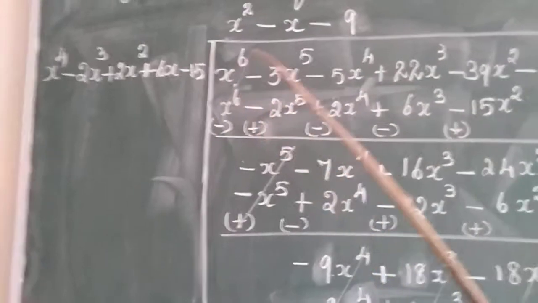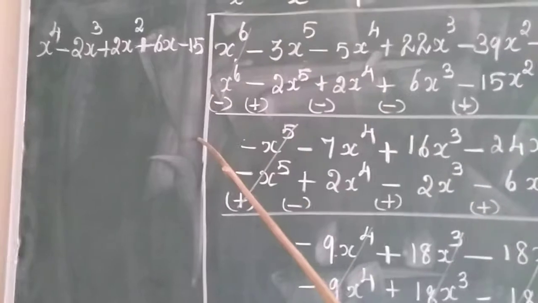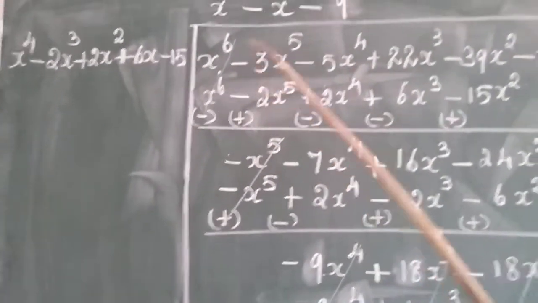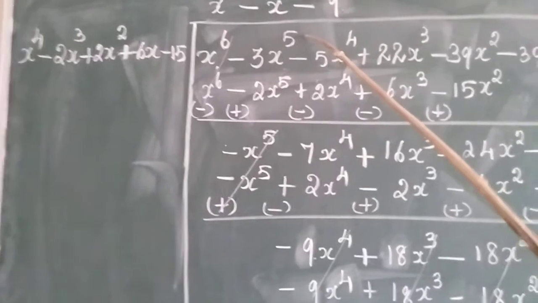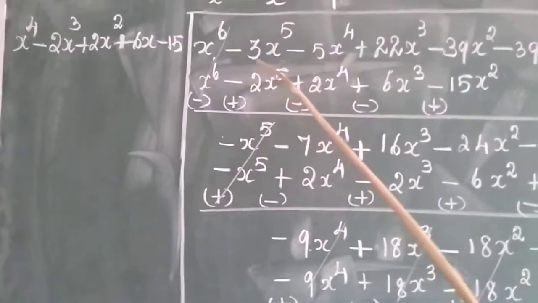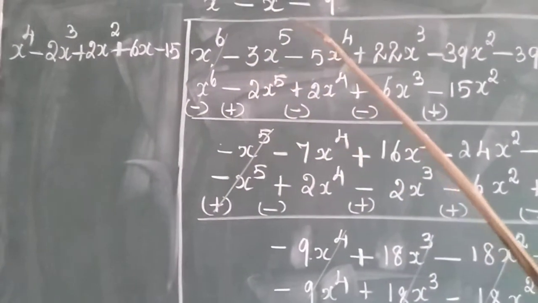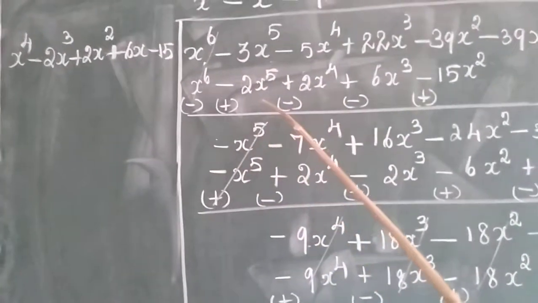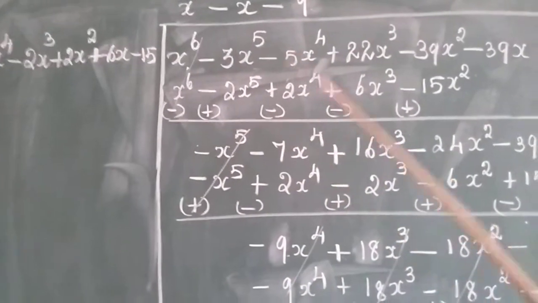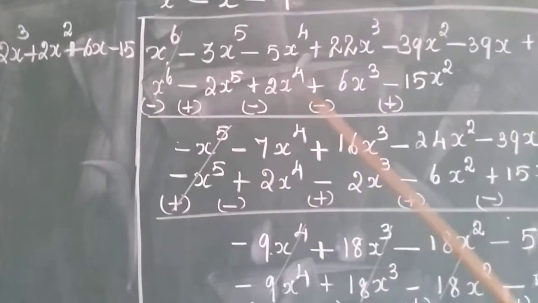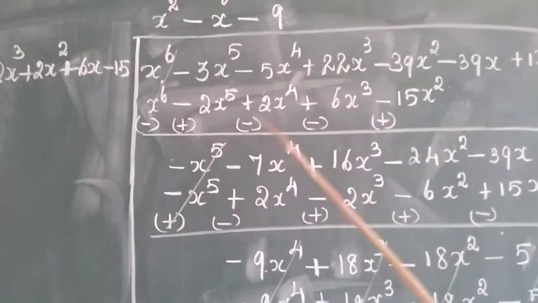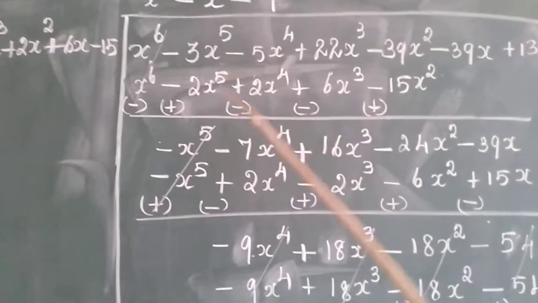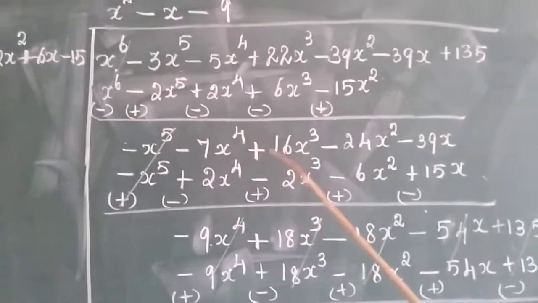Now this x power 6 minus x power 6 both will be cancelled. The remaining will be here, this is a plus and this is a minus. We have to subtract these two and put the larger number's sign. Here if you subtract minus 3x power 5 plus 2x power 5, we are getting minus x power 5. Here both are having the same sign, we can add and put this sign. So 5x power 4 and 2x power 4 will become 7x power 4. Their sign is minus, so we are putting minus sign here.